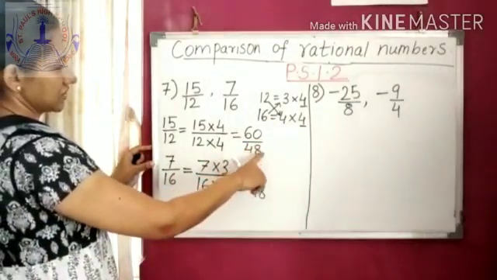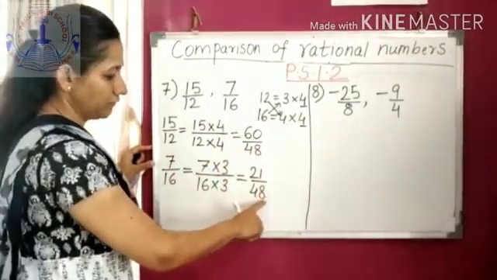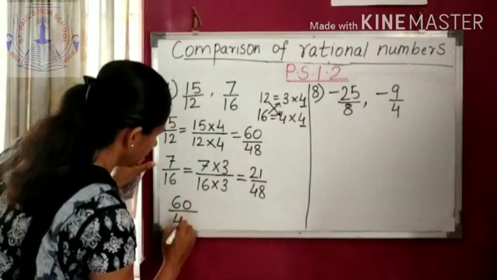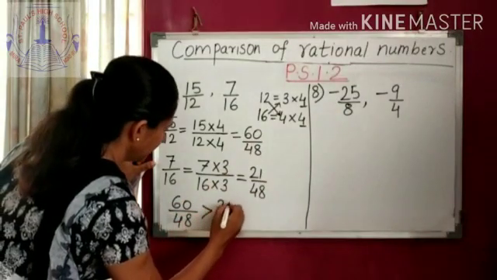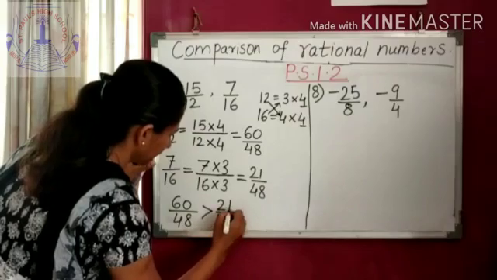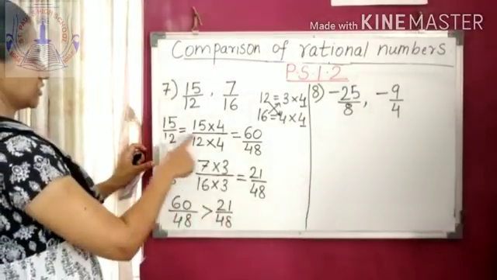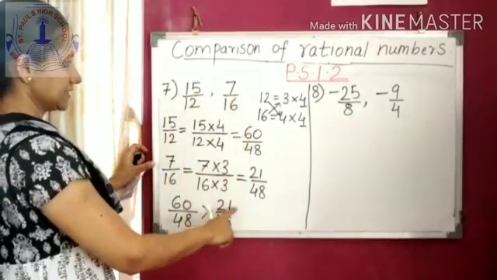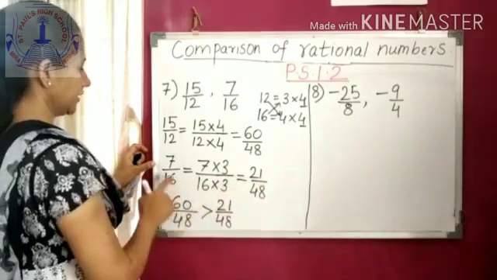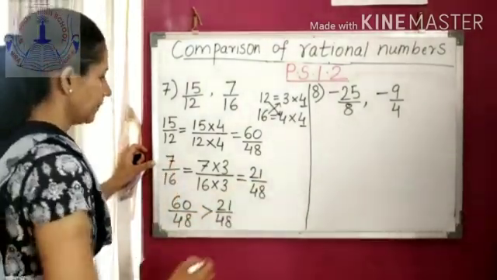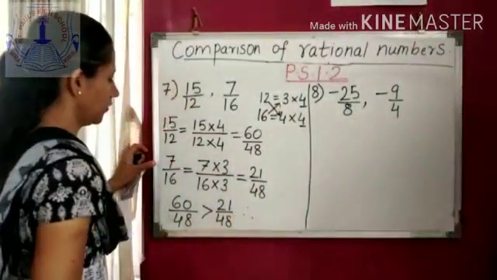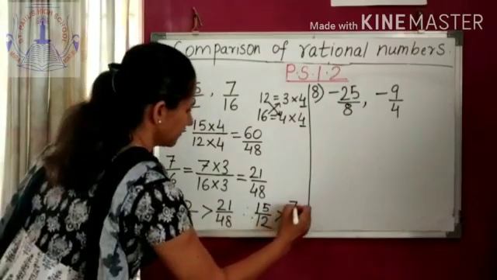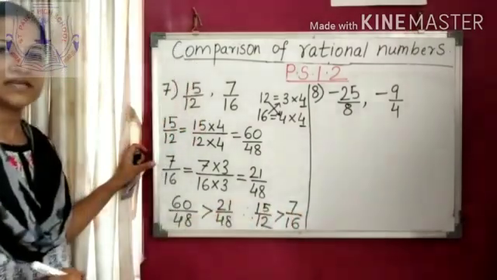So this fraction 60 upon 48 will be greater than 21 upon 48 because here the numerator 60 is greater. So I write 60 upon 48 is greater than 21 upon 48. Since this fraction corresponds to 15 upon 12, of course 15 upon 12 will also be greater than 7 upon 16, because 21 upon 48 corresponds to 7 upon 16. Therefore, you can write, 15 upon 12 is greater than 7 upon 16. Is that clear to you all?